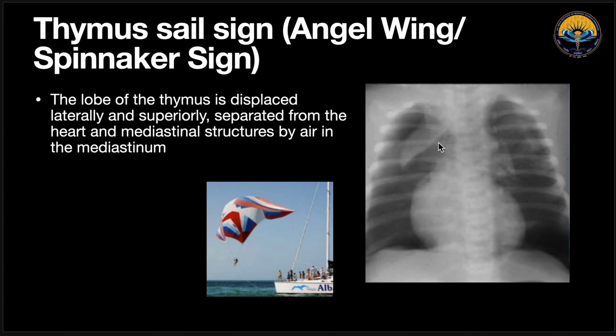First one is the thymus sail sign, or angel wing sign, or spinnaker sign. In this we can see this was a normal heart and everything, and here this is the thymus. And normally we do not see the thymus like that. Here we can see the lobe of the thymus is displaced laterally and superiorly, and it can be seen separately from the heart and the mediastinum because of the presence of air in between them. And this is known as the thymus sail sign, or angel wing, or spinnaker sign.